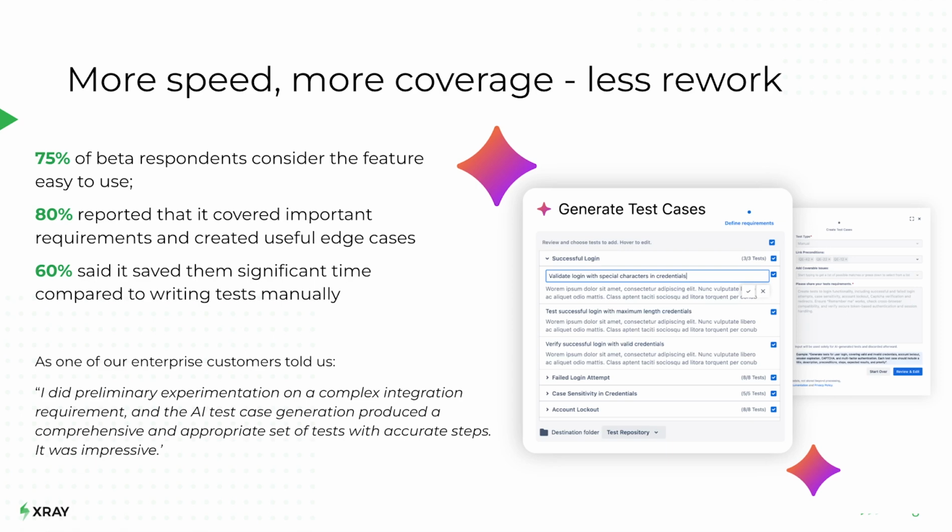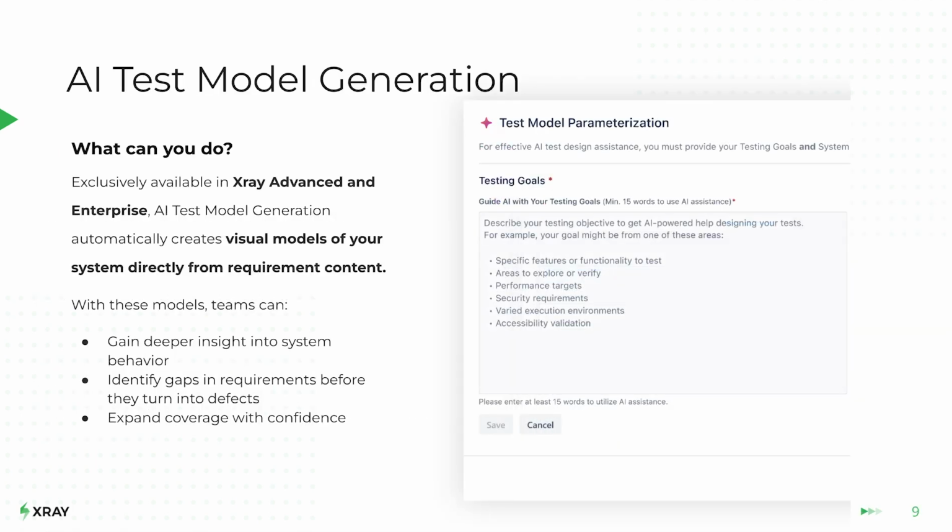And now let's look at AI test model generation, which is available in Xray Advanced and Enterprise. This capability generates visual models of your system directly from requirement content. These models help teams understand their system behavior more deeply, identify gaps in requirements earlier, and improve test coverage with confidence. And this is especially valuable for complex systems where visualizing the flow can surface inconsistencies or missed scenarios before they cause defects.